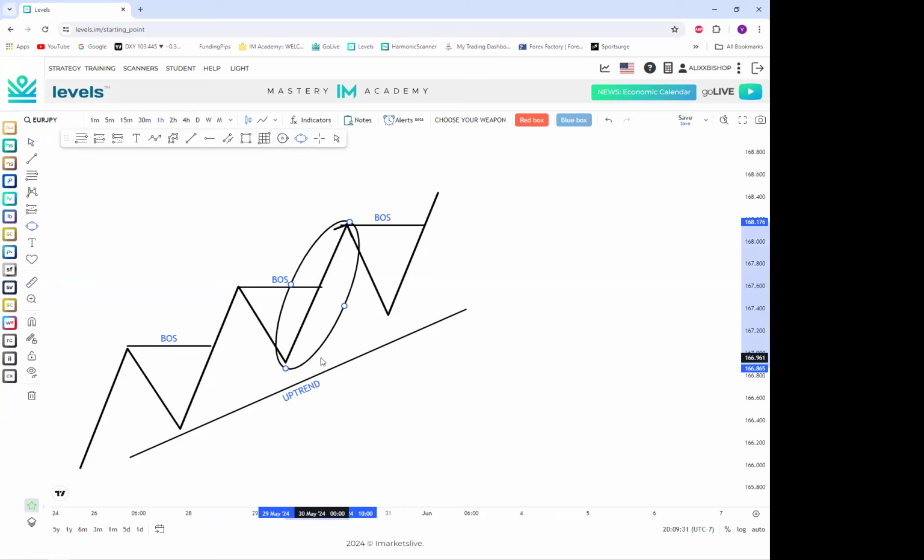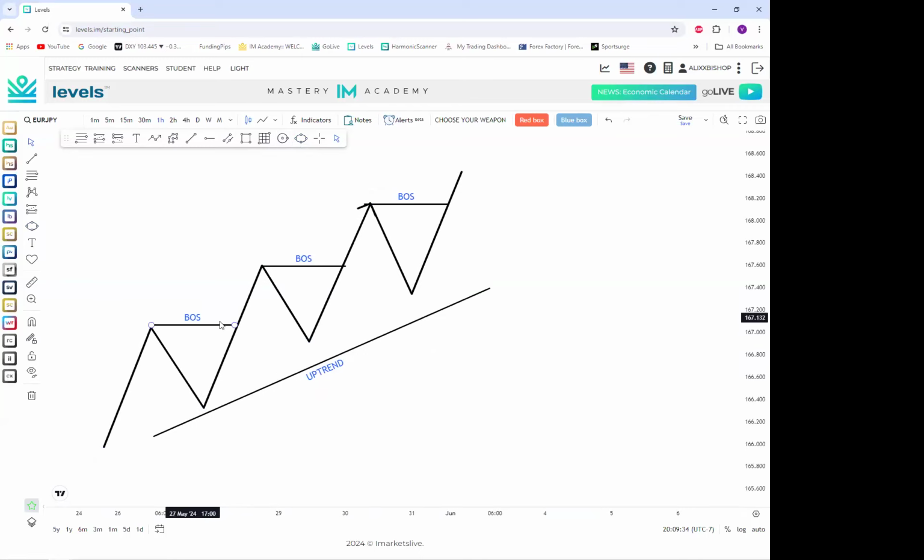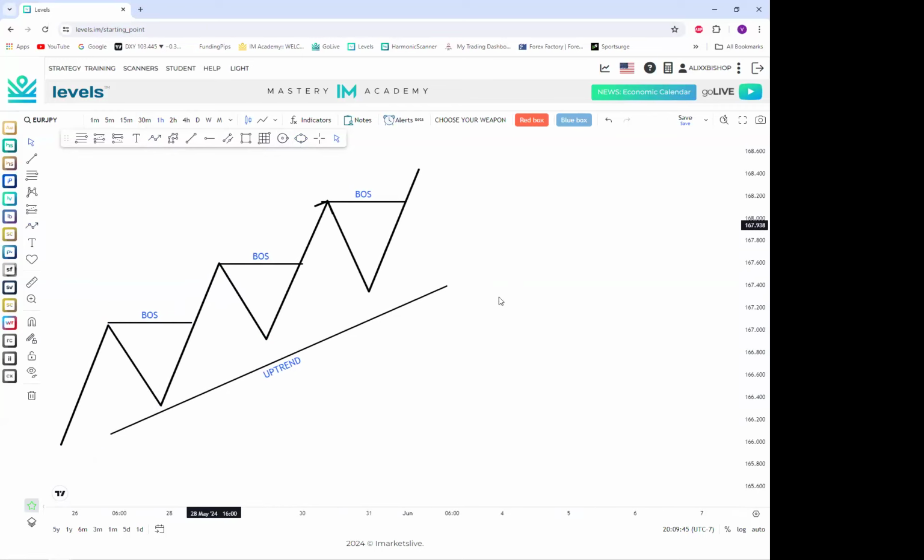Well, one, we have to go step by step. Guys, once we get a break of structure to the upside, boom, market just went up and we made new highs. We should look for a breakout rally of candles, right? A breakout rally of candles.